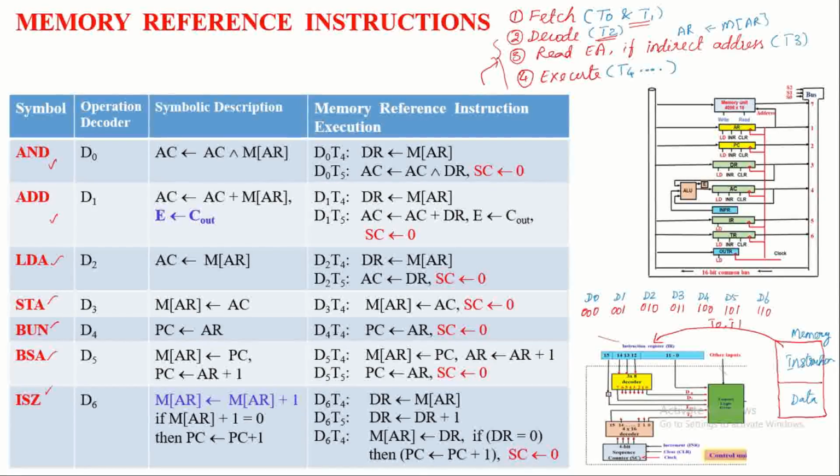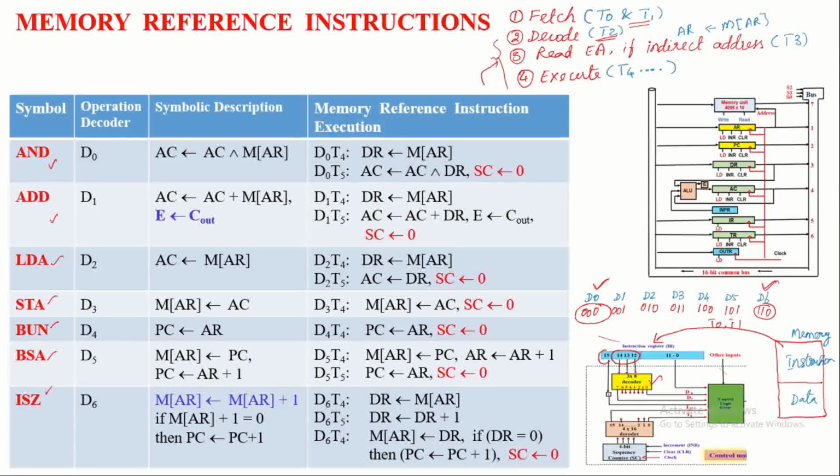When the decode phase is performed, bits 12 to 14 of the instruction are decoded by the 3 by 8 decoder, and based on the input values, this decoder will activate one out of 7 output lines, which are designated D0 to D6. Usually the memory reference instruction takes input values in the range 000 to 110. So based on its input values, one out of 7 output lines will be activated.